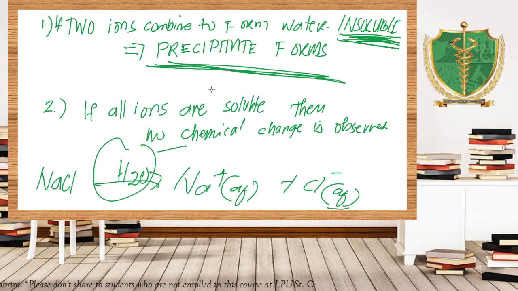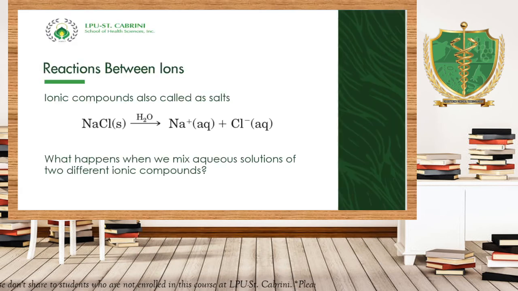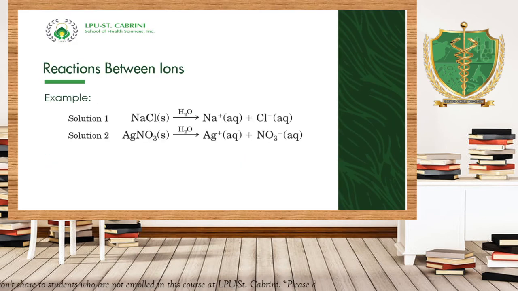Okay, I repeat, if we use water as solvent, then it will be an aqueous solution. For example, let's assume that we dissolve sodium chloride in water to give us sodium ion and chloride ion, aqueous solutions. We have silver nitrate dissolved in water, we have silver ion and nitrate ions.